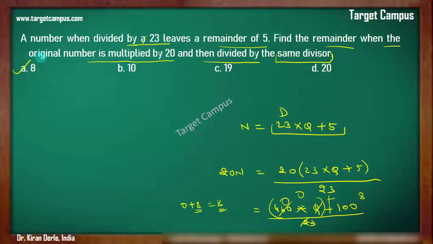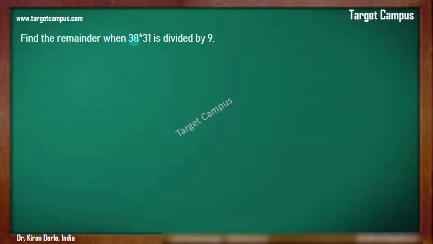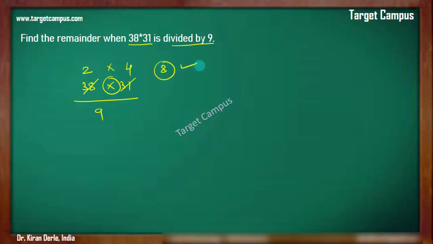I hope this is pretty much clear to you now. Find the remainder when 38 into 31 is divided by 9. Very simple. So 9 2s are 36, here you will get remainder 2. 9 3s are 27, the remainder will be 4. For the final remainder, the operator is multiplication, so 2 into 4 is 8. The final remainder will be 8. I hope you are getting this point.